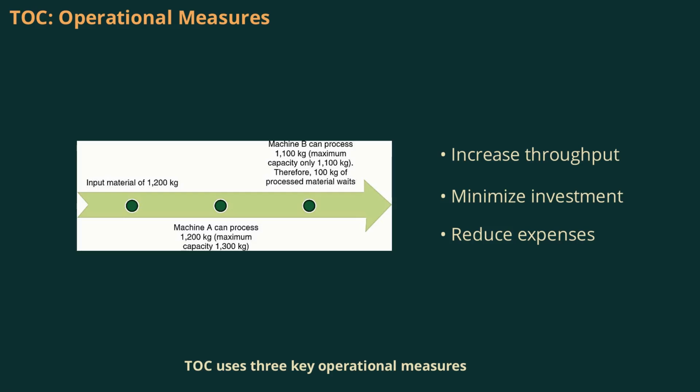TOC uses three key operational measures: throughput, the rate of generating money through sales; investment, money tied up in assets; and operating expenses, money spent to turn investment into throughput. The objective is to increase throughput, minimize investment, and decrease operating expenses. By focusing on these measures, organizations can optimize their operations and improve overall profitability.